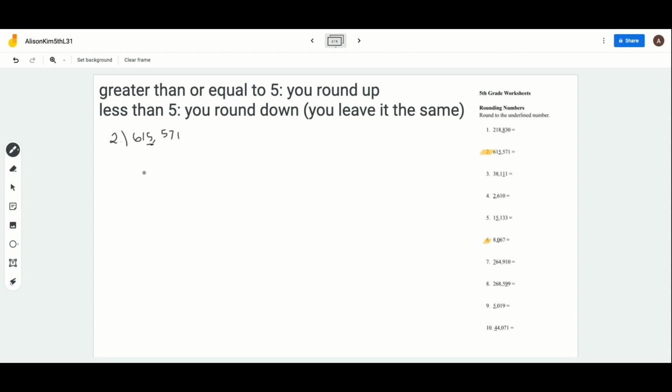So if we round 5 up, then we get 6. So we get 616, right? And then these numbers become zeros. So it's going to be 616,000. And that's your answer.